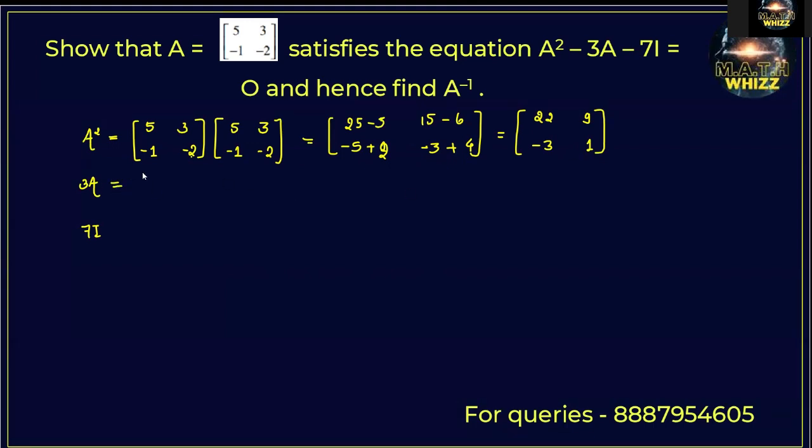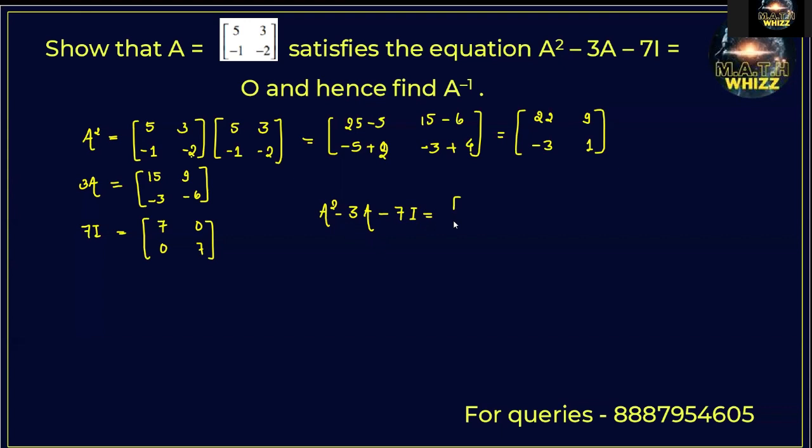For 3A, all the elements get multiplied with 3. So 3 times 5 is 15, 3 times 3 is 9, 3 times minus 1 is minus 3, and 3 times minus 2 is minus 6. And at last, 7I is 7 times 1, which is 7, 0, 0, and 7. Now let's write A squared minus 3A minus 7I.